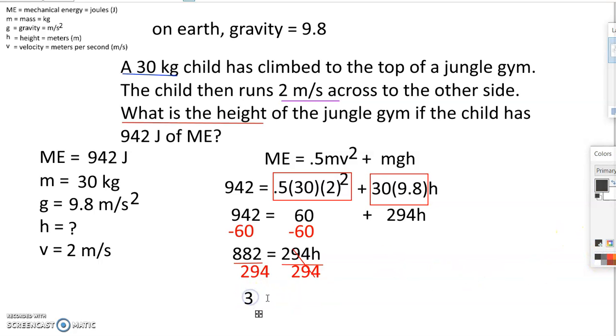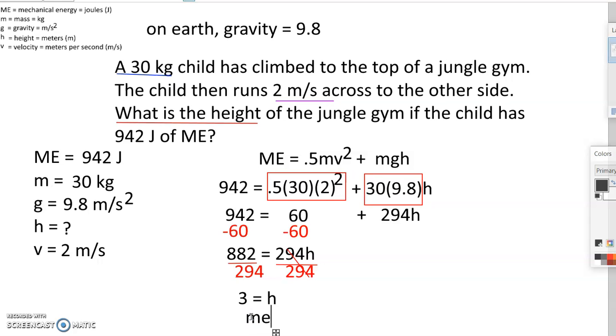3 is equal to whatever's left over here, and the number is gone. All I have is the h. So my h is by itself. I have no math to do on this side. This must be my answer. Don't forget to put your unit. Let's look at our list up here. H is measured in meters, so my answer should be 3 meters.